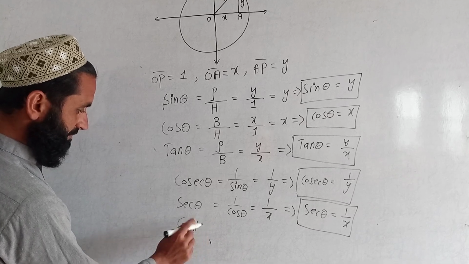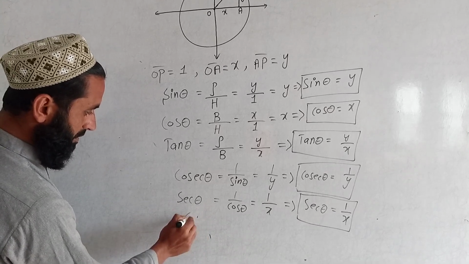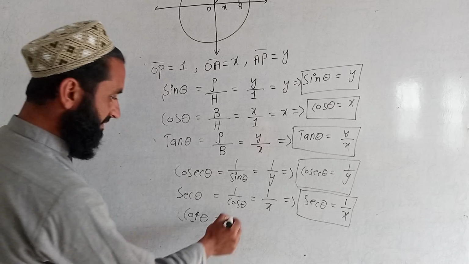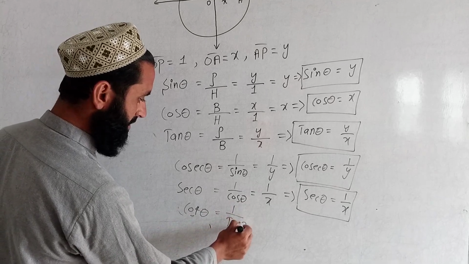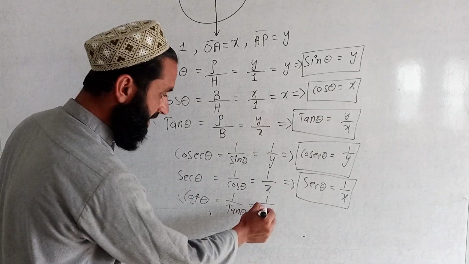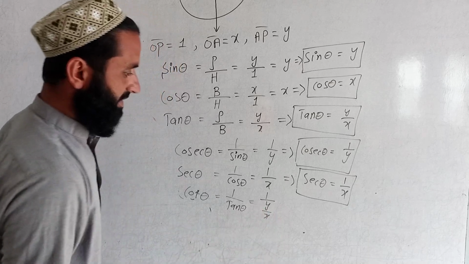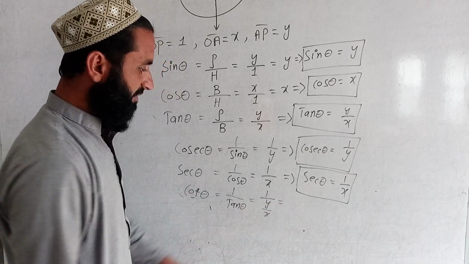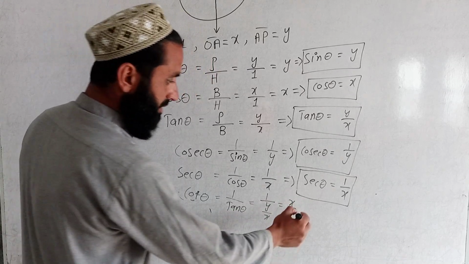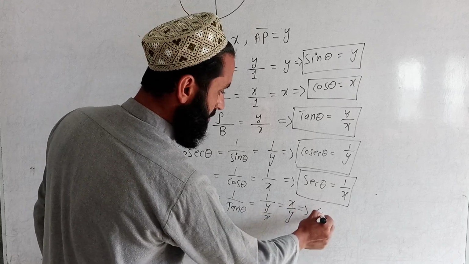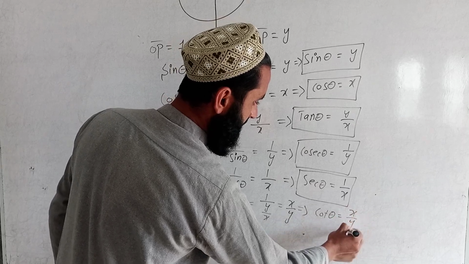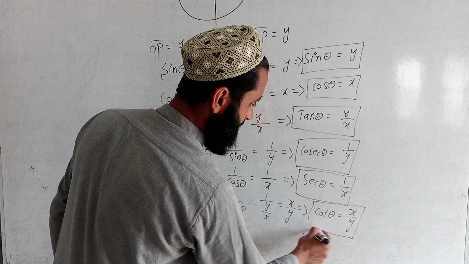Now cotangent theta is the inverse of tangent theta, which is equal to 1 divided by tangent theta. Tangent theta is equal to y divided by x, so we can also write this in the form of x divided by y. So this implies that cotangent theta is equal to x divided by y.